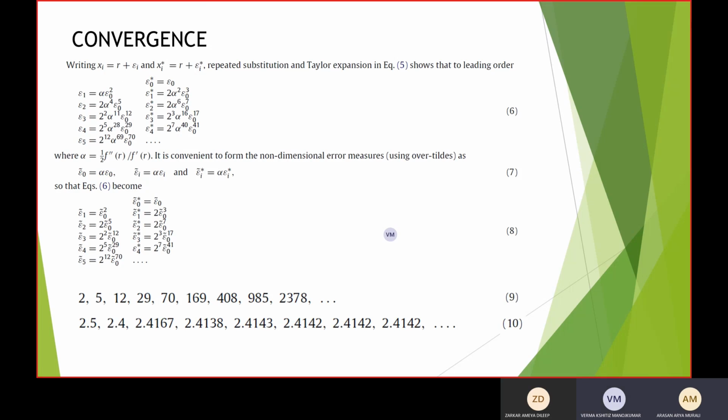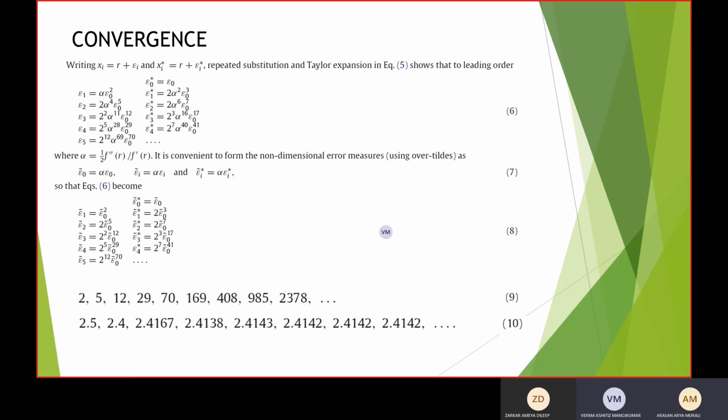Now let us discuss the convergence of this method. First we write xi equal to r plus epsilon i and xi star equal to r plus epsilon i star, where epsilon i and epsilon i star are the errors. Then using Taylor's expansion in equation 5, these relations can be obtained, where alpha is equal to half of f double dash r divided by f dash r. Here alpha is the rate of convergence.